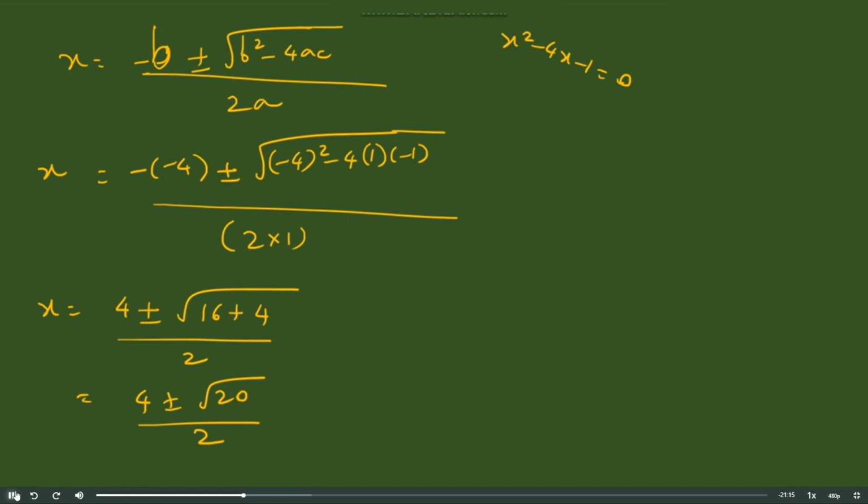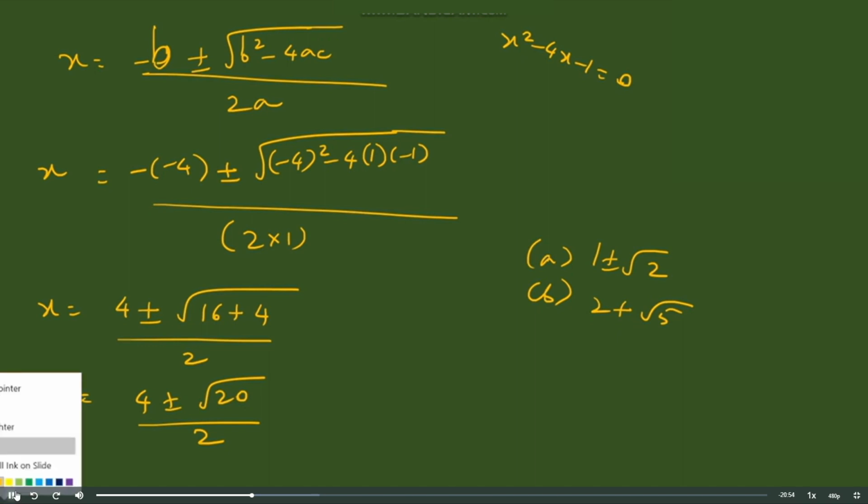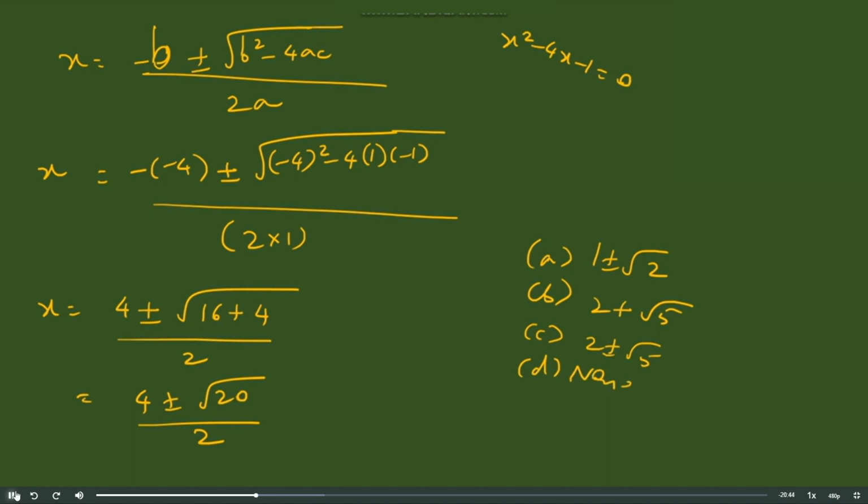Now the options given are 1 plus or minus square root of 2, 2 plus or minus square root of 2, 2 plus root 5, and then 2 plus or minus root 5. Then we have none of these.